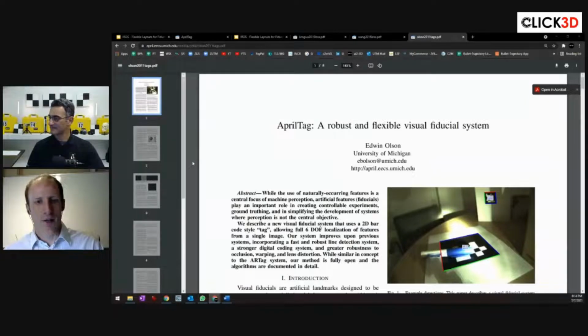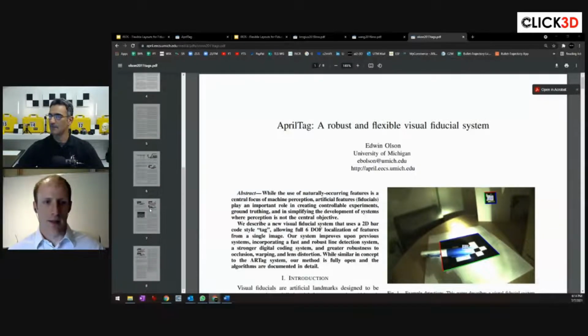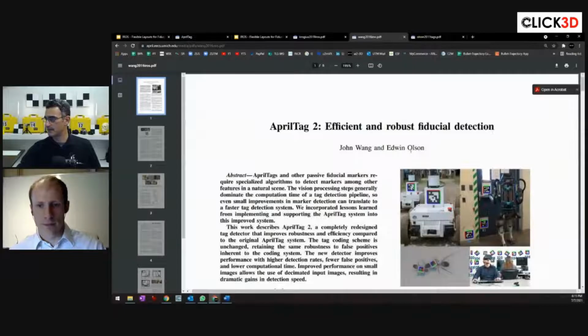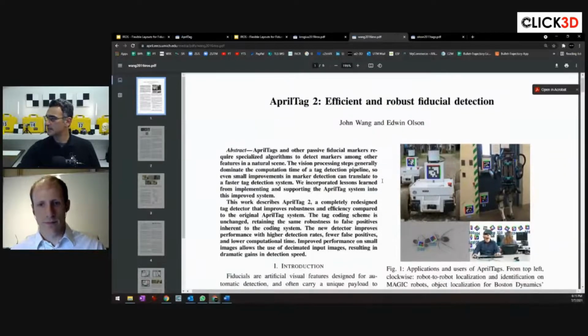I know there was some prior work in the same area of fiducial targets that also have a square black and white border on the outside, but they didn't have the grid pattern of white and black cells in the middle that makes April tags as reliable as they are. Okay, so this paper here is from the first introduction, from 2011, and then there was another one also from Edwin Olson and John Wang, Efficient and Robust Fiducial Detection.